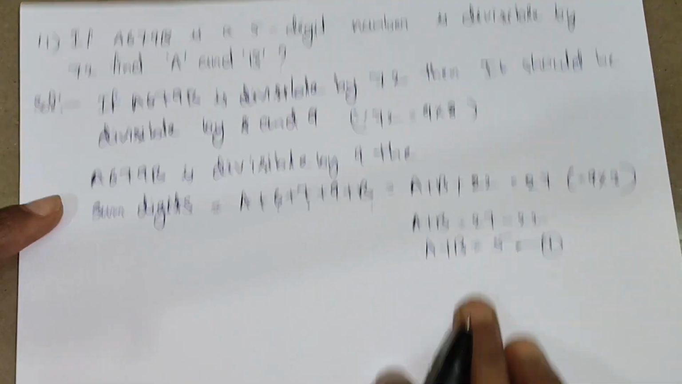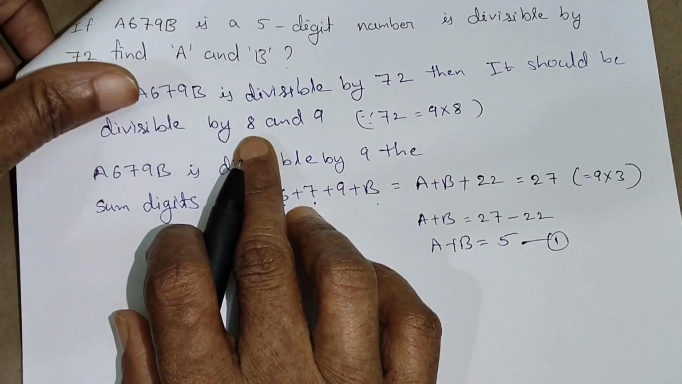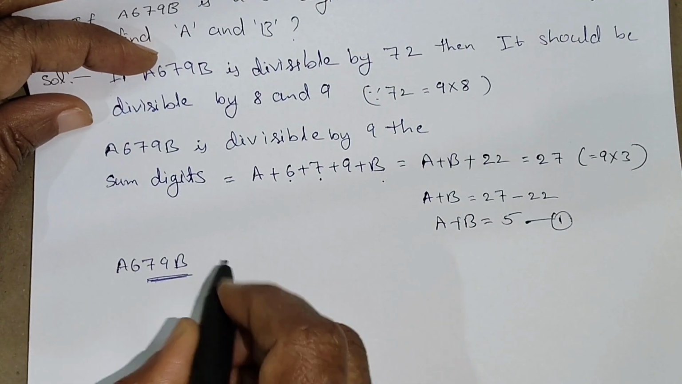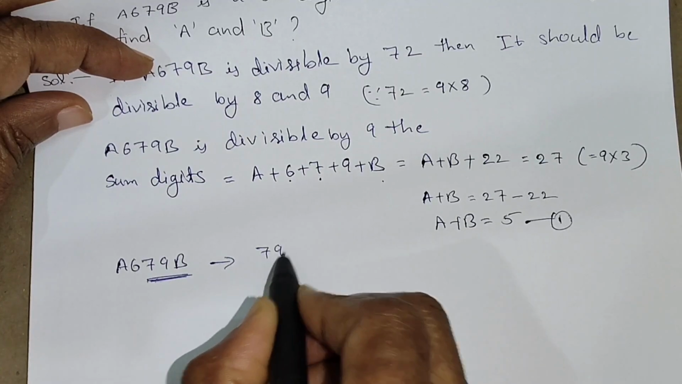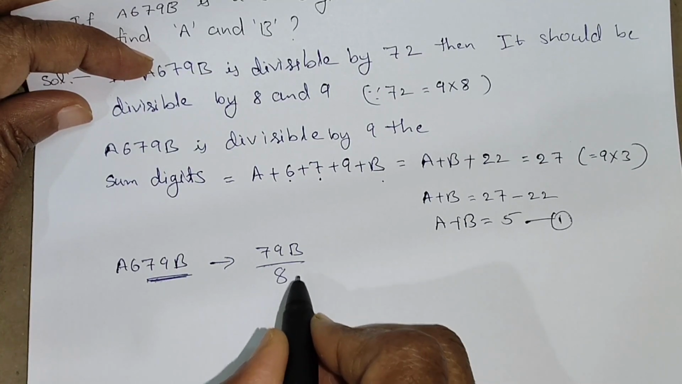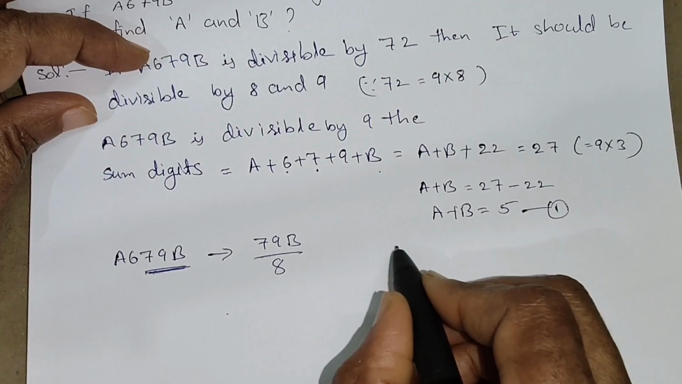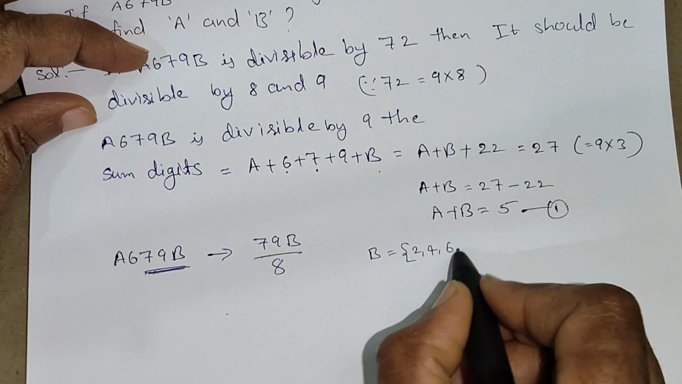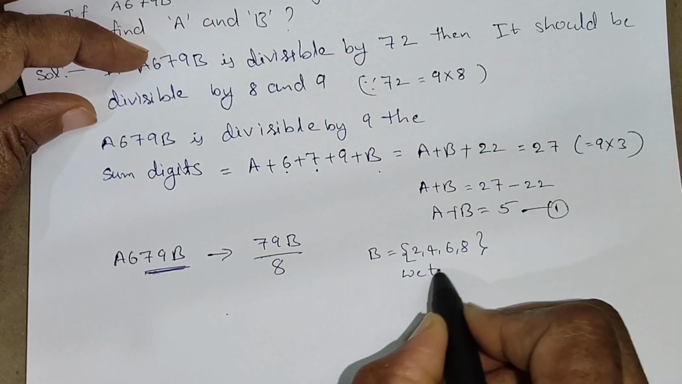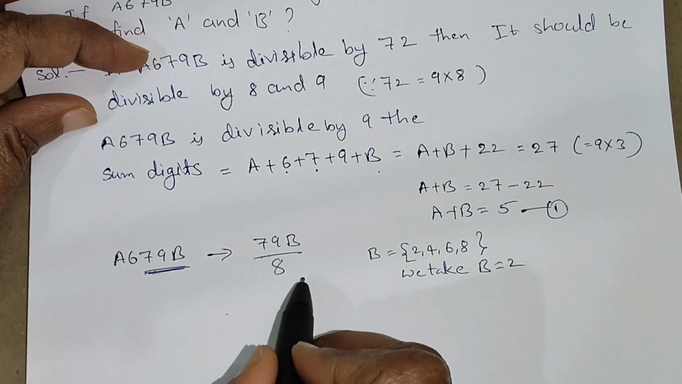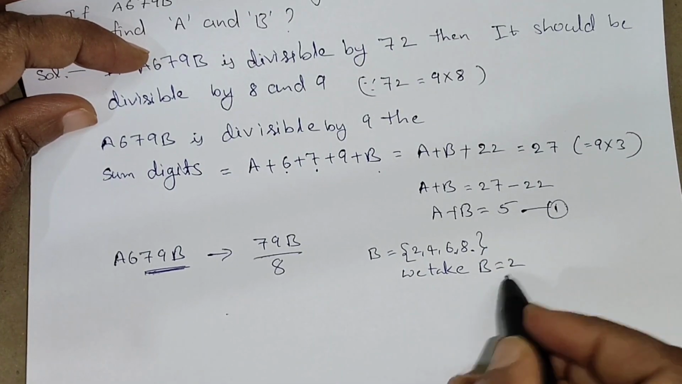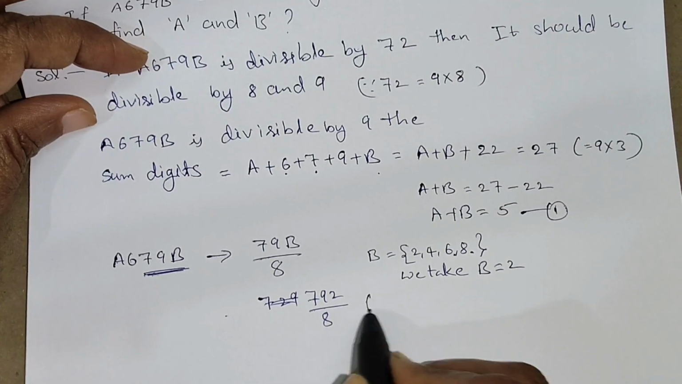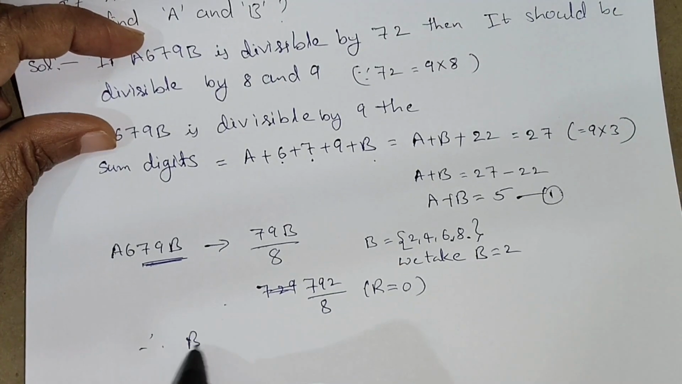Now next we take the divisibility rule by 8, which concerns the last 3 digits. For the number A679B, the last 3 digits 79B must be divisible by 8. The possible values for B are 2, 4, 6, 8. First we take B equal to 2. Then 792 divided by 8 gives remainder 0. So we take B equal to 2.